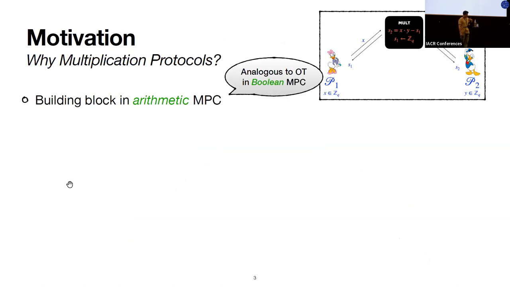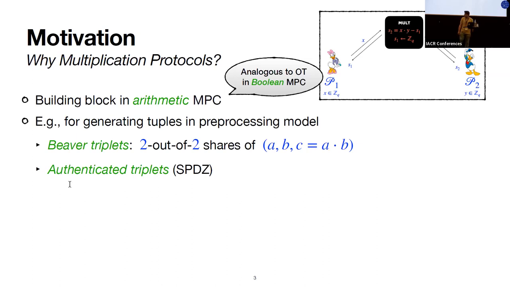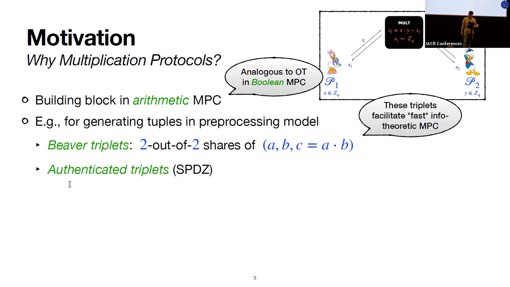Right now I'm assuming some familiarity with OT, oblivious transfer, but I am going to define it later on. In particular, multiplication protocols are used extensively to generate Beaver triplets and authenticated triplets, that is, correlated data for general purpose MPC. I will remind you that these triplets allow for fast information theoretic MPC because all of the cryptography and most of the computation has been pre-processed in the multiplication protocol.